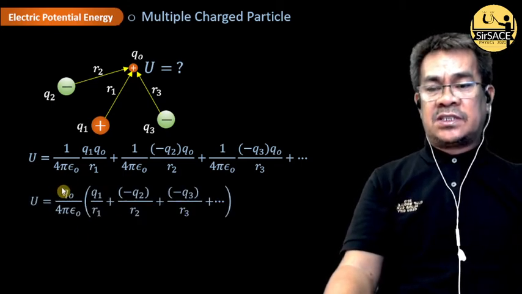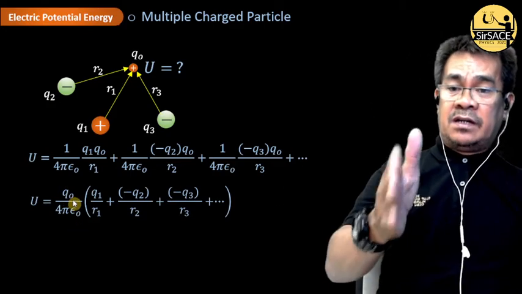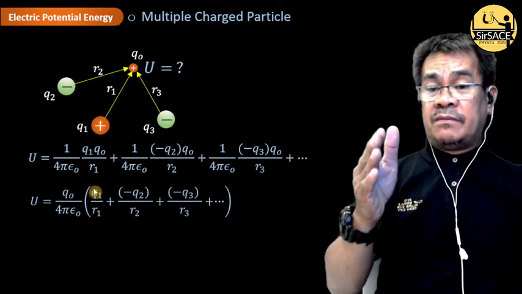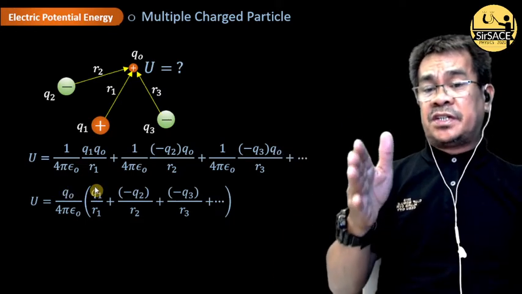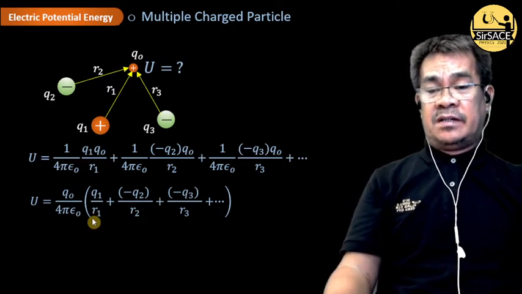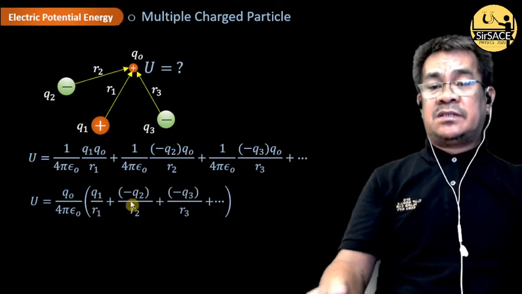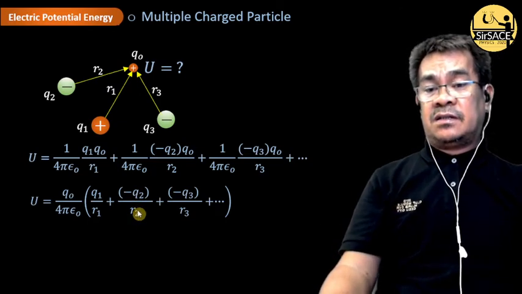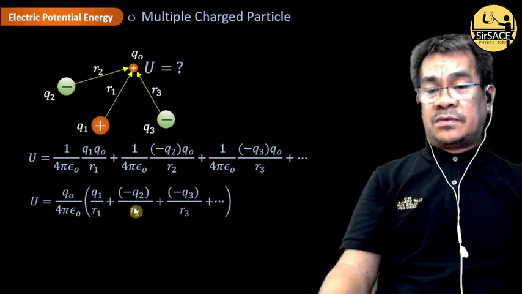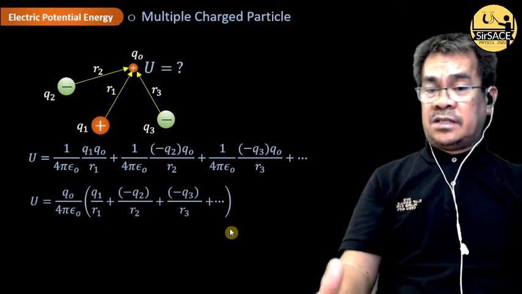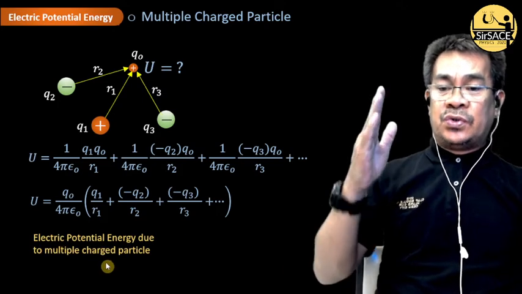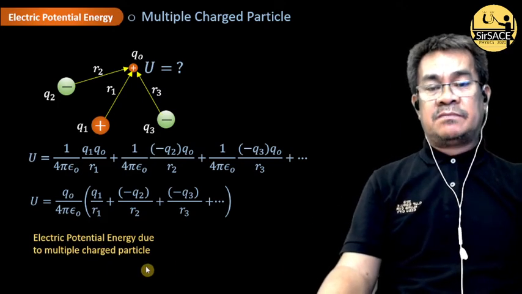You can use this Q naught over 4 pi permittivity, or the electric constant, multiplied by the test charge, then you divide the source charge 1 by its distance from the test charge, then do it similarly but algebraically. So negative Q sub 2 over R2 and so on. Then that's it. So again, this is the electric potential energy due to multiple charged particles.